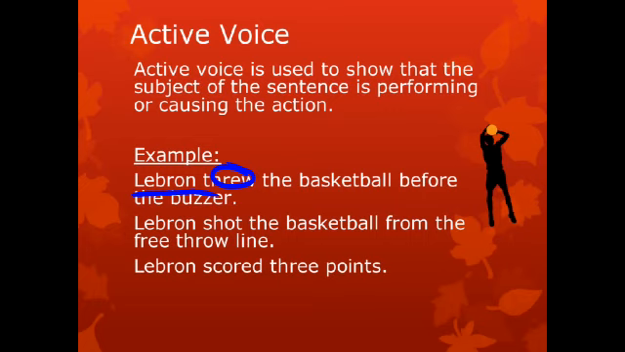In the next sentence, again: LeBron shot the basketball from the free throw line. Here again LeBron is doing the action, so this is an active voice sentence. In the next sentence we see: LeBron scored 3 points. Here again LeBron is scoring the points, so this is again an active voice sentence.